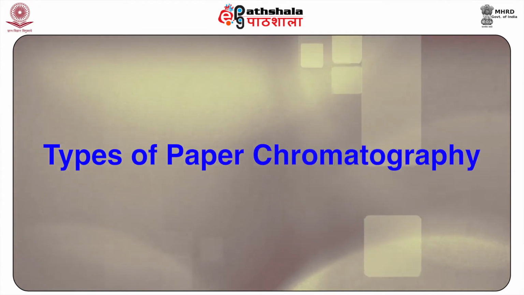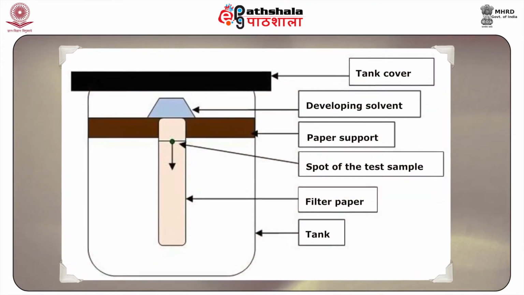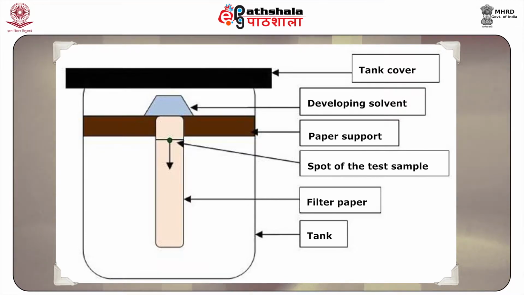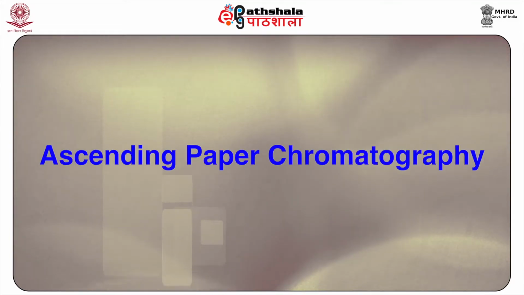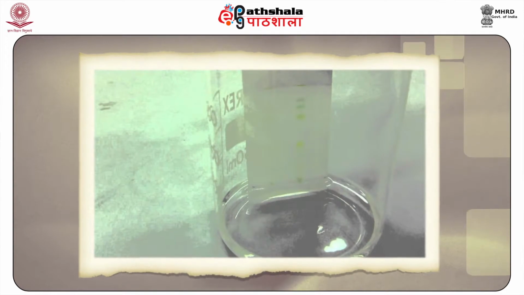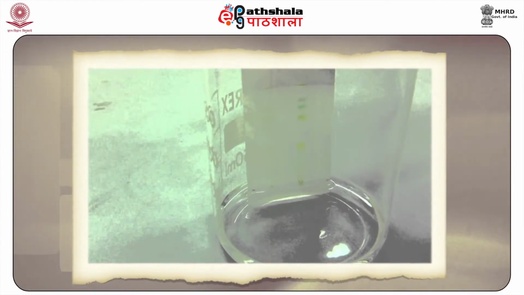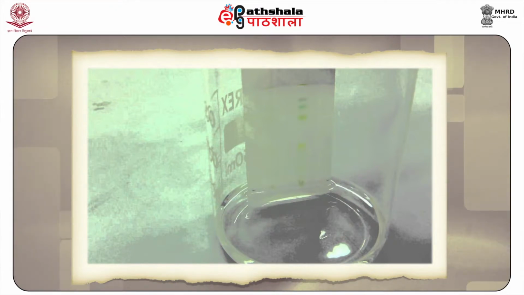Now moving on to the various types of paper chromatography. First is descending paper chromatography. In this type, the upper part of the paper contains the mobile phase and the development of the chromatogram is done by the downward migration of the solvent. Next is the ascending paper chromatography. In this type, the lower part of the paper contains the mobile phase and the development of the chromatogram is done by the upward migration of the solvent.